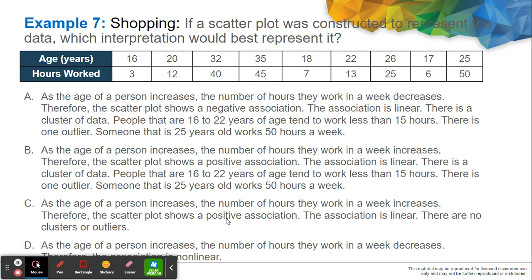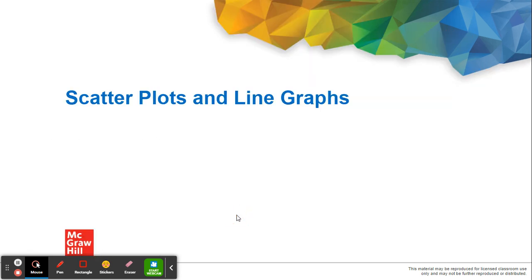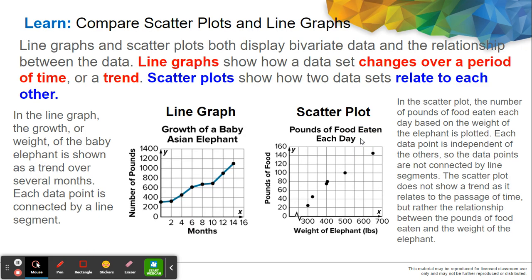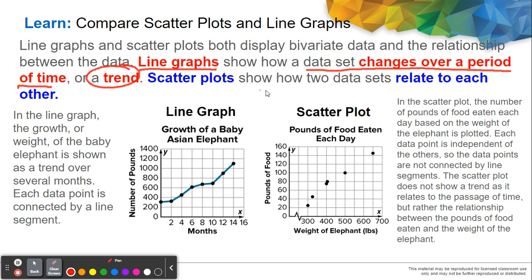So we already know how to construct our scatter plots and how to interpret them. Now we're going to dive into the difference between scatter plots and line graphs. Line graphs and scatter plots are both used to display bivariate data and the relationship between this data. However, a line graph is more appropriate if our data shows changes over a period of time or there is a trend, while scatter plots show how the two data sets relate to each other. That's it. There is no trend.